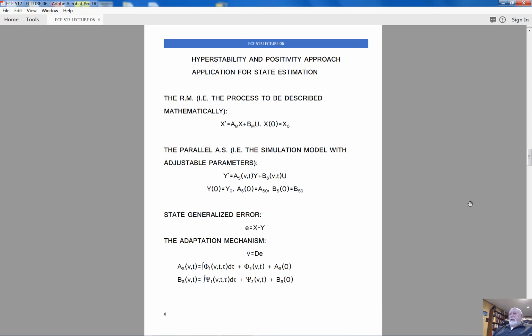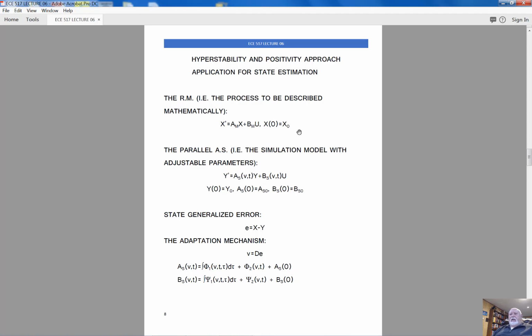Now let's apply this approach to the design of a model reference state estimator. In the case of a state estimator, we will assume that the reference model is a real physical process to be described mathematically. In this real physical process, we have this state equation: x dot is equal to Am times x plus Bm times u. And we have initial conditions for the value of the state vector at time 0.